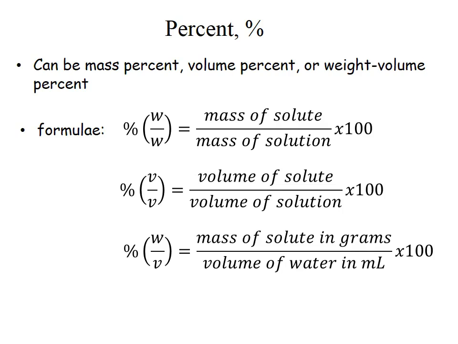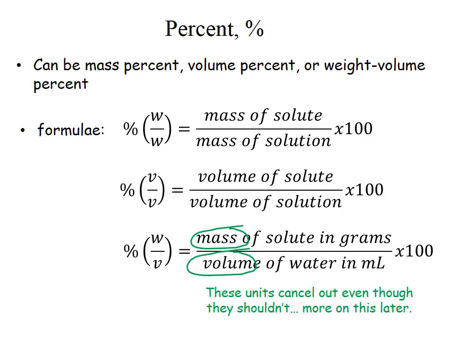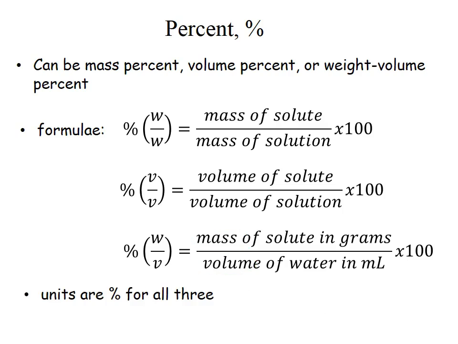Finally, weight volume percent is a little bit more specific. It's the mass of the solute in grams and the volume of water in milliliters. Now, the weight volume percent is kind of unusual because the mass and the volume really shouldn't cancel out, and we're going to talk more about why they are assumed to cancel out a little bit later. The units for weight volume percent are also just percent. We assume that the grams and the mLs cancel out. More on that later.